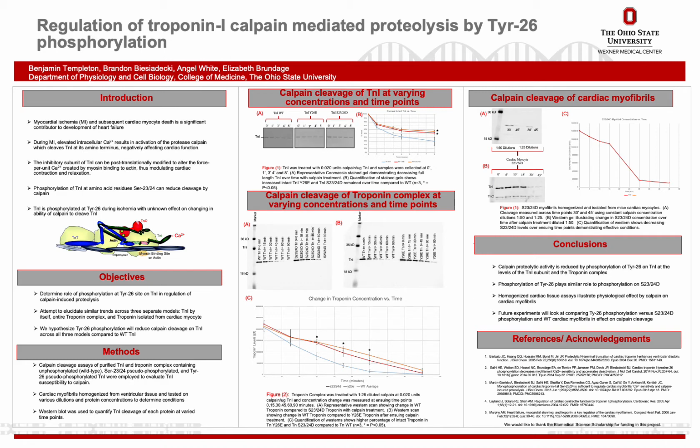So, to summarize the objectives of my research project, we are looking to determine the role of phosphorylation at the tyrosine 26 site on TNI in the regulation of calpain-induced proteolysis, and we're looking to determine if these results hold up across three separate models: TNI by itself, the entire troponin complex, and troponin isolated from cardiac myocytes. And we hypothesized that tyrosine 26 phosphorylation will reduce calpain cleavage similarly to serines 23 and 24 across all three models.